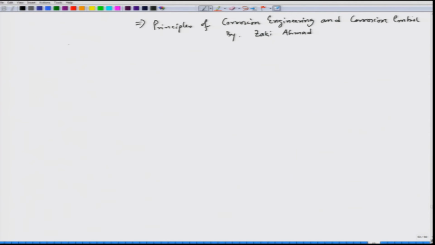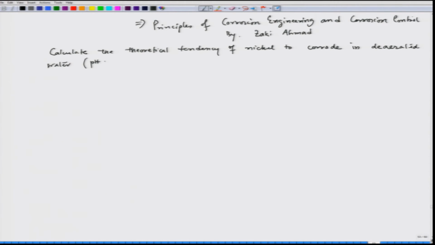So, the problem statement says: calculate the theoretical tendency of nickel to corrode in deaerated solution, deaerated water where pH equal to 8, and assume the corrosion potential, corrosion products are H2 and Ni(OH)2.